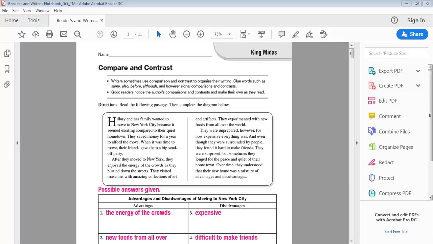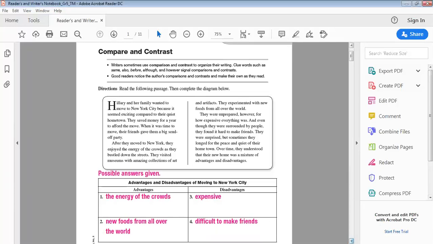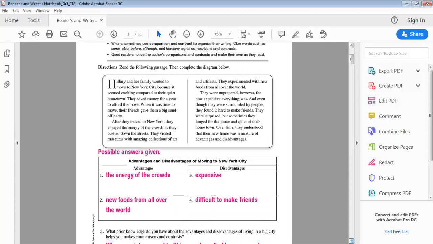They missed home. So they came to the conclusion that over time, their new home was a mixture of advantages and disadvantages. In other words, living in New York had a lot of advantages and a lot of disadvantages. Now let's see the comparison and contrast: advantages and disadvantages of moving to New York.